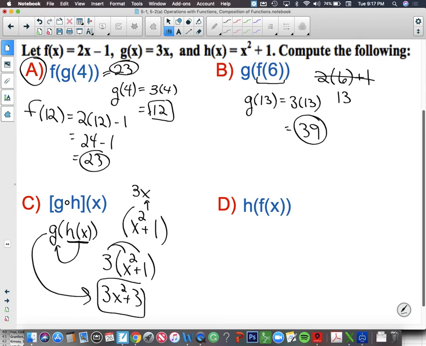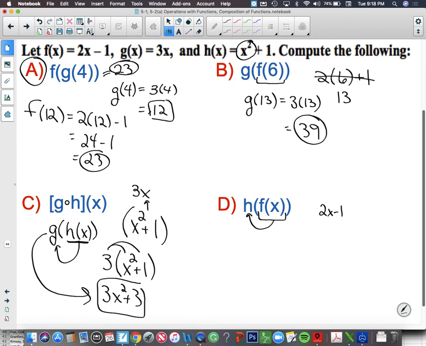For the next one over here, for d, we're going to do the same thing. We're taking the f function and plugging it into the h function. Okay? F is 2x minus 1, and h is x squared plus 1. So we're taking f, 2x minus 1, plugging it in for the x of that function.